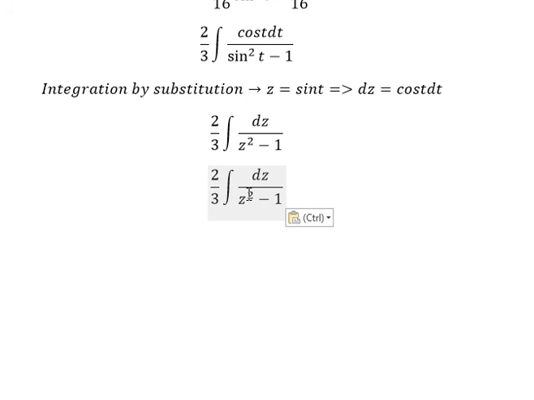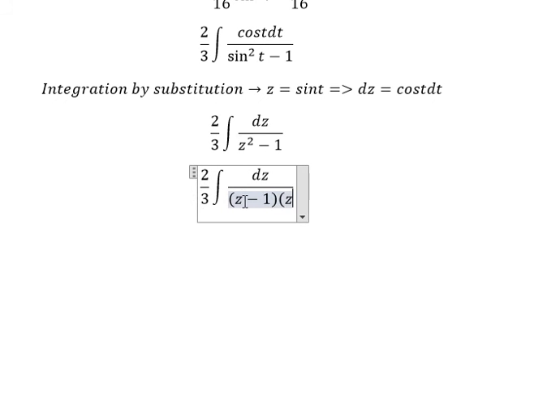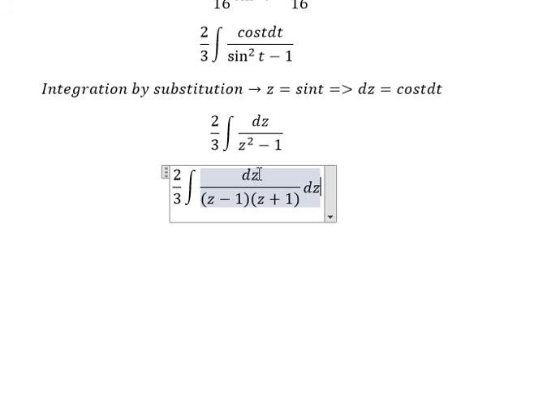Z to the power of 2 minus 1, we can separate into z minus 1 multiplied with z plus 1. We put the z in here. So we have z minus 1. We need to minus z plus 1. Because we don't have z in here, that's why we have z minus z. We have minus 1 and we have minus 1.